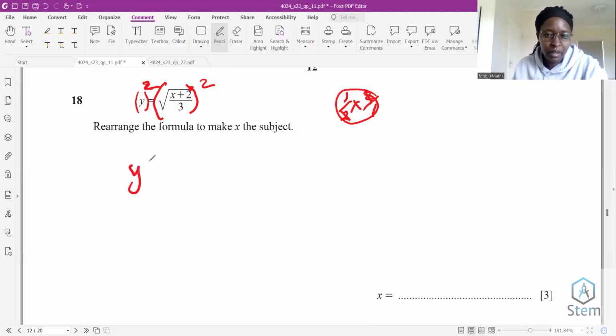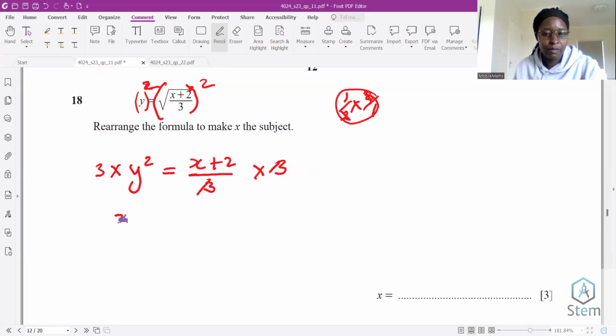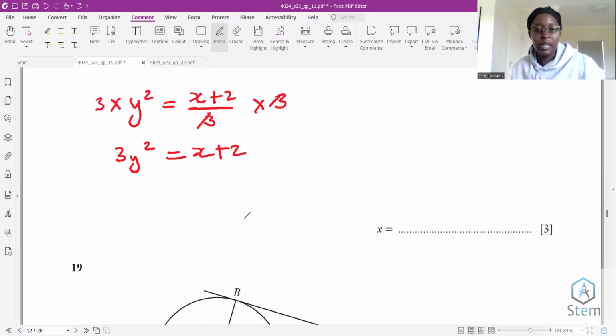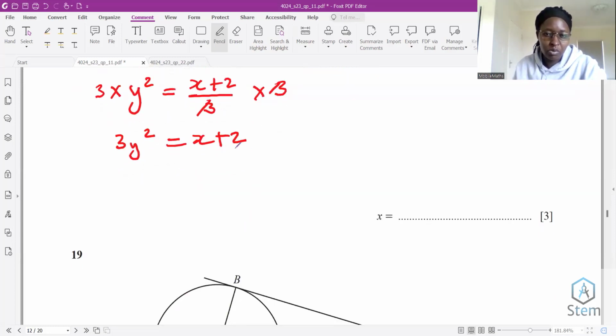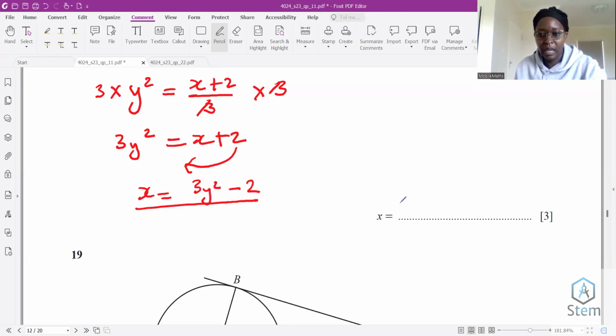So we now get y squared is equal to x plus 2 over 3. So we want to make x the subject of formula. We are going to multiply every side by 3. So here they cancel off each other. Then here I have 3y squared is equal to x plus 2. Okay. So we can get our x by subtracting 2 there. So it means our x is going to be equal to 3y squared minus 2. Okay, so that's our x there, 3y squared minus 2.